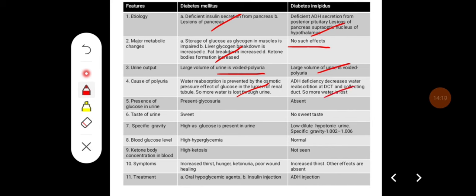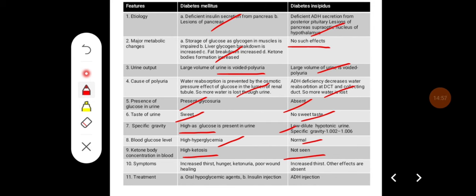In diabetes mellitus, there is glucose in the urine, and glucose is absent in diabetes insipidus. The taste of urine is sweet in diabetes mellitus and it is tasteless in diabetes insipidus. Specific gravity is high in diabetes mellitus and low in diabetes insipidus. In blood glucose, there can be hyperglycemia in diabetes mellitus. It is normal in diabetes insipidus. There can be ketosis in diabetes mellitus, whereas it is not seen in diabetes insipidus.